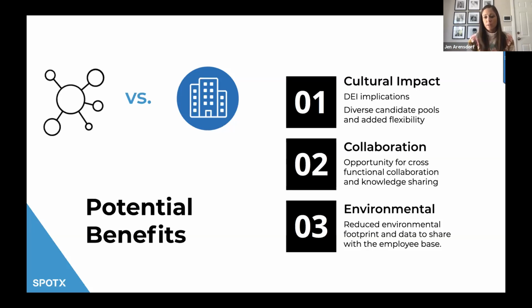And then finally, as Andy touched on, the environmental impact. Organizations that are looking to reduce their environmental footprint now have all these great measures of data to showcase how cutting down on people's commuting times, and the amount of time people are spending in their cars, could be really impactful to their sustainability and environmental efforts.